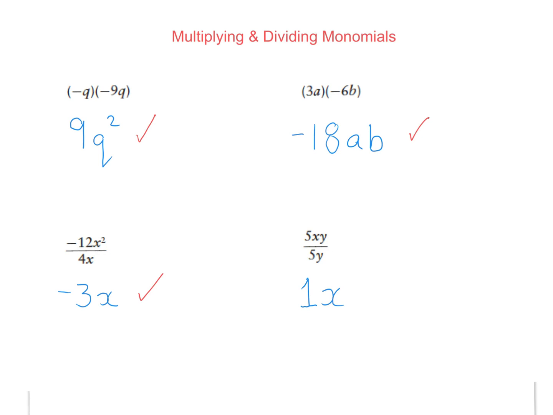So the answer to this is simply 1x. Or a better answer is just to put x. I mean, mathematically this isn't wrong, it's just a little bit redundant, like 1 times anything is itself, so you might as well just leave it like that. So this simplifies to just x.